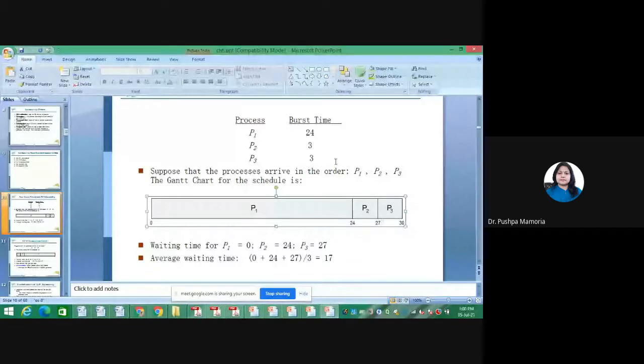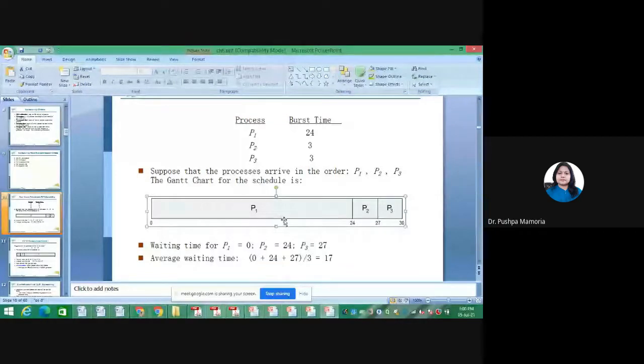So up to 30, it will complete its execution, right? This is the Gantt chart which is showing the scheduling of the various processes available in the system. As per this queue, processes will be executed by the CPU, right? This is the first CPU scheduling algorithm, known as first in, first out.